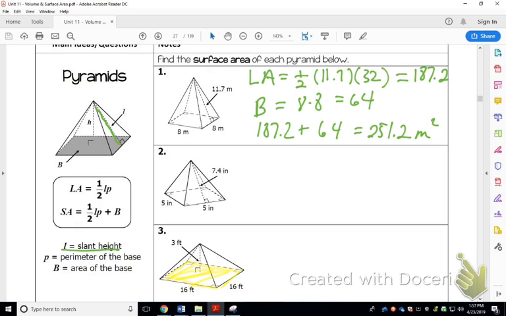So we've got our lateral area. So 1/2. What is the slant height? You don't know it. Okay. Let's draw it in. We'll draw it in from tip to base.